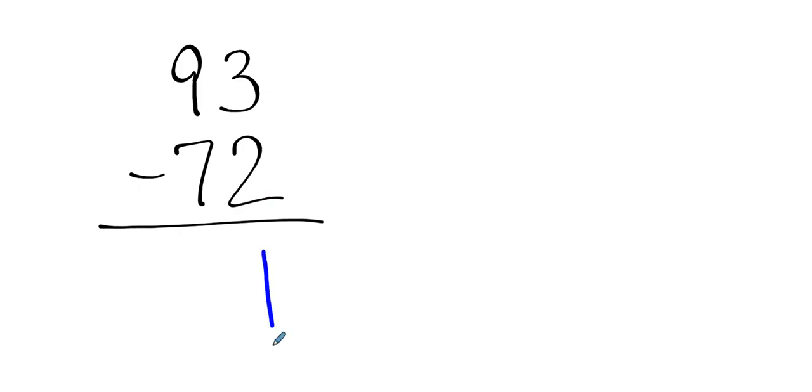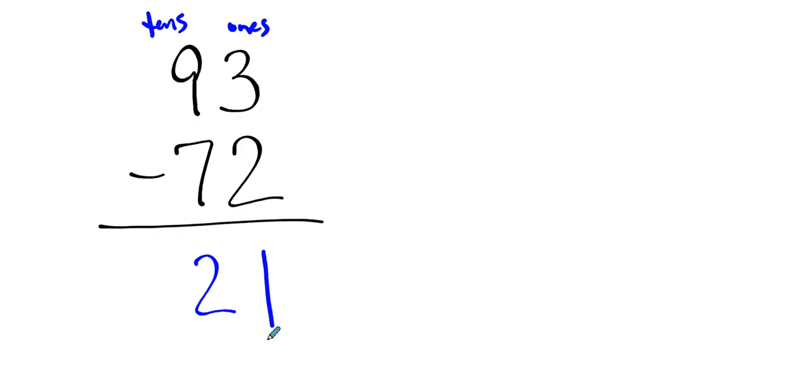3 minus 2, that's 1. 9 minus 7, that's 2. And so the answer is 21. Why? Why does that work? Well, those are ones. Those are tens. If there are 3 ones and we take away 2 of those ones, that leaves 1 one. If there are 9 tens and we take away 7 tens, then there are 2 tens remaining. 2 tens and a 1, that's 21.